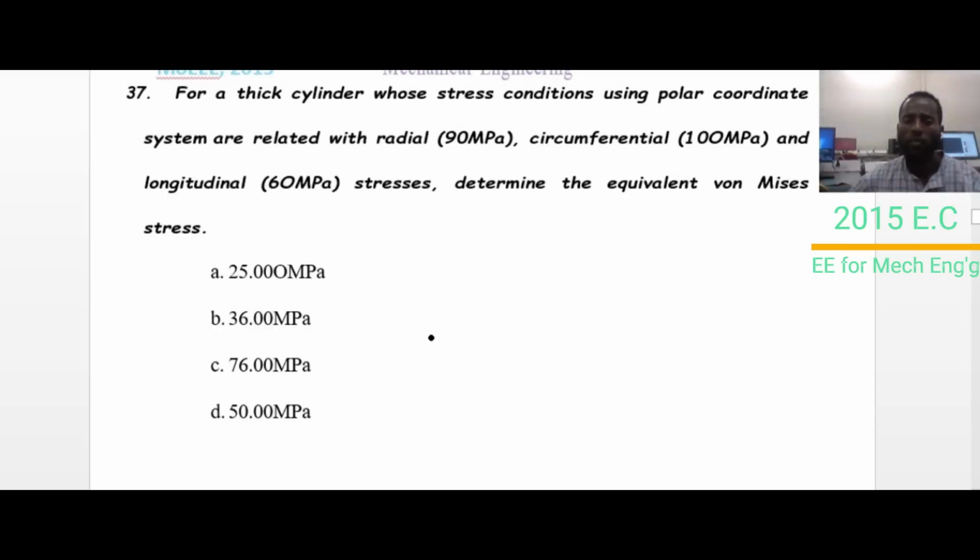The other, for a thick cylinder whose stress condition using polar coordinate system are related with radial 90 megapascal, circumstantial 100 megapascal, and longitudinal 60 megapascal stresses, and determine the equivalent von Mises stress. So here we have given the radial stress, circumstantial, and longitudinal stress, and we are asked to calculate the von Mises stress. A 25 megapascal, B 36 megapascal, C 76 megapascal, and D 50 megapascal.